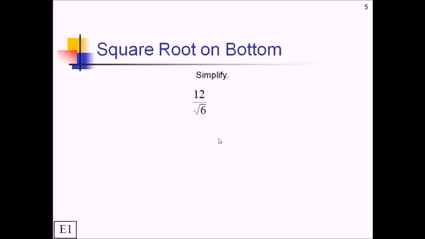So let's ask ourselves, is there something I could multiply the square root of 6 by to make it no longer a square root? Well, if I multiply the square root of 6 by itself, that would give us the square root of 36, which is just 6.